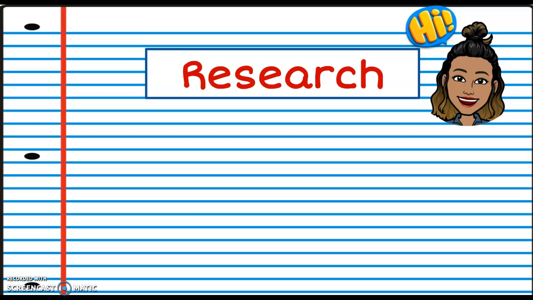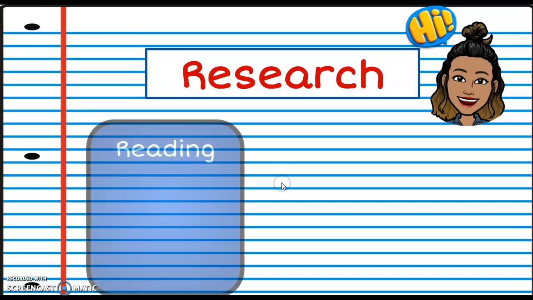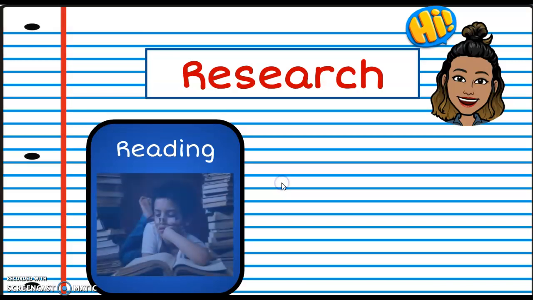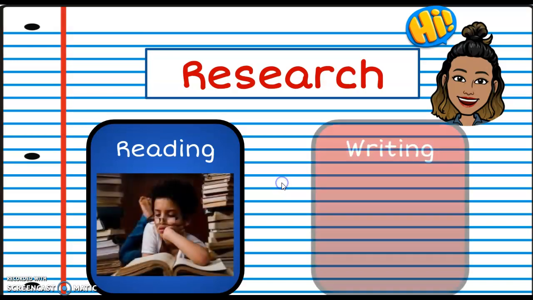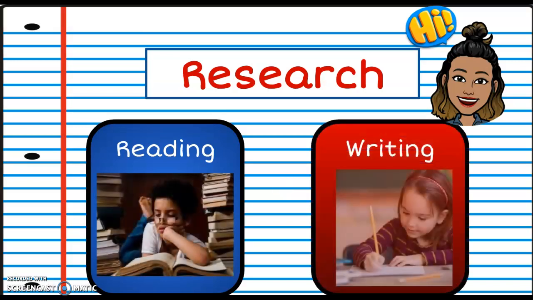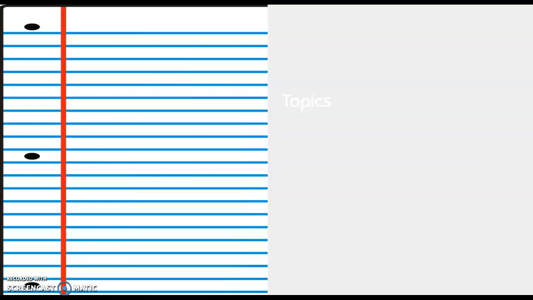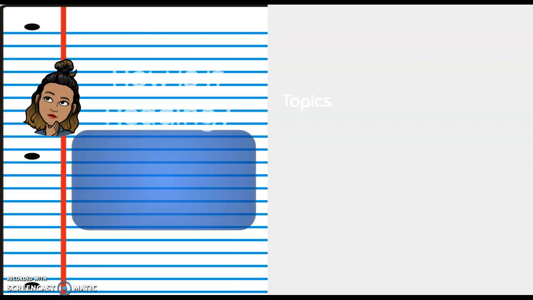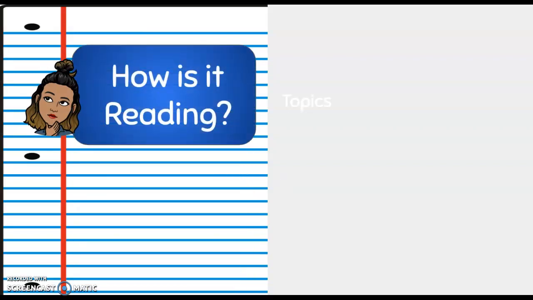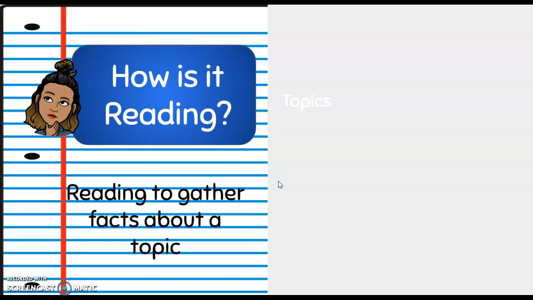Research is something that you do when you are trying to find out information about a topic, okay? And research is both reading, because you got to find out the information, and it's also writing, okay? I'm going to tell you more about that in just a few minutes. So let's talk about how it's reading, okay? How is research reading? Research is reading because you have to gather facts about a topic.